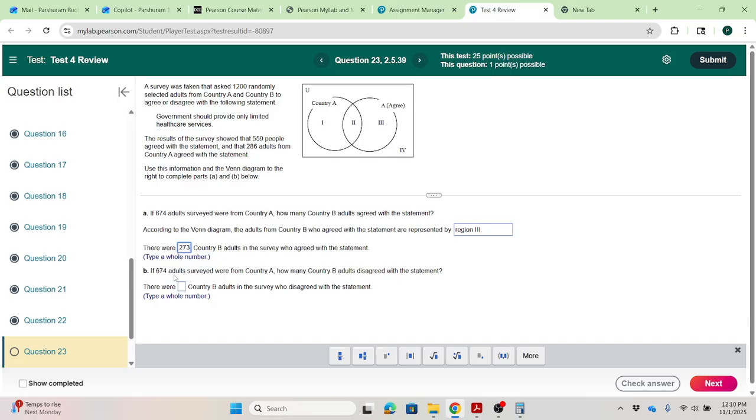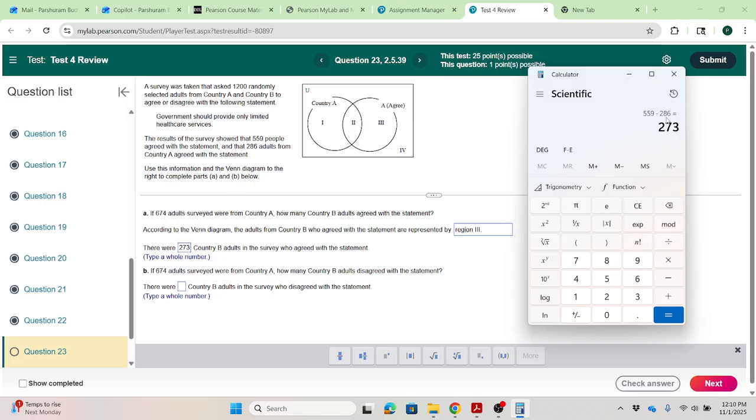If say 674 adults surveyed were from country A, how many country B adults disagree with this statement? From country B, 273 agreed, and 286 agreed from country A, and there are 674 total from country A. So 674 minus 286 who agreed from country A, so 388 they are disagree from country A. How many country B adults disagree with this statement?